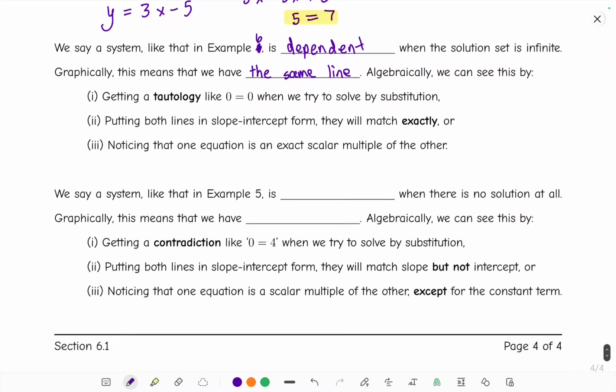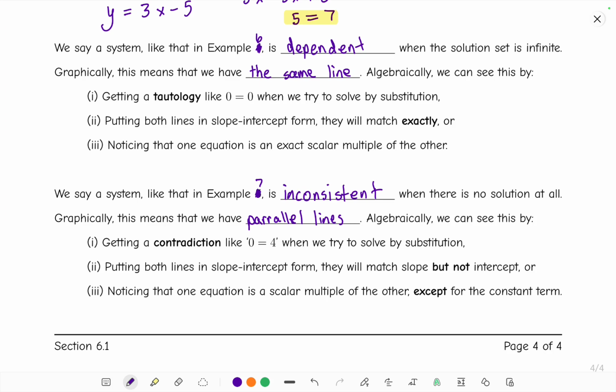We say a system like that in example 7 is inconsistent when there is no solution at all. Graphically, this means we have parallel lines. Algebraically, we can see this by getting a contradiction, like 5 equals 7 in our example, or 0 equals 4, when we try to solve by substitution.